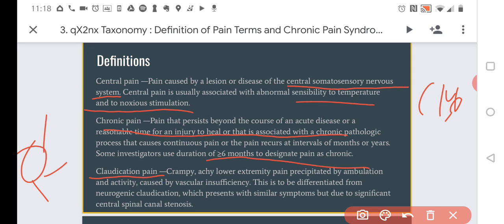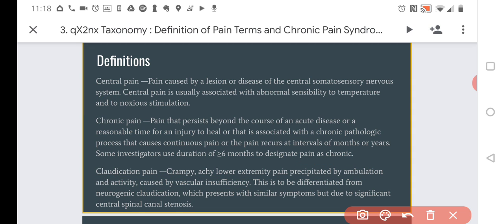Okay, and claudication pain. It is crampy, achy pain in the lower extremity precipitated by ambulation and activity, caused by vascular insufficiency. This vascular insufficiency is critical for this definition, so we have some blood vessels, yes? Blood vessels are critical to get nutrients into the body. So, because claudication is mainly in the lower limbs, when we have some problem with the blood flow, some blood clot for example, in arteries or veins, but never mind, it's mainly connected with the arteries.